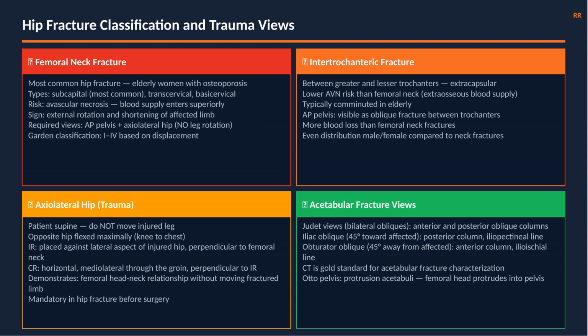Intertrochanteric fracture. The fracture line runs between the greater and lesser trochanters. Extracapsular. Lower AVN risk than femoral neck fractures because the blood supply is not disrupted. Typically comminuted in elderly patients. More blood loss than neck fractures.